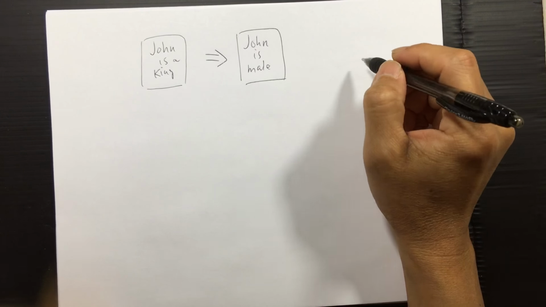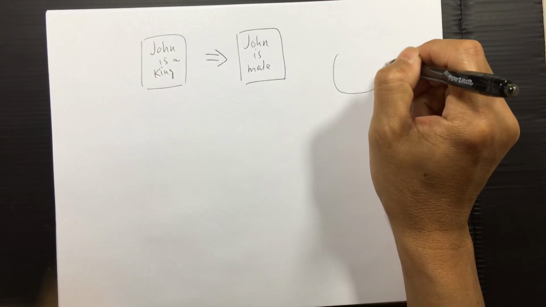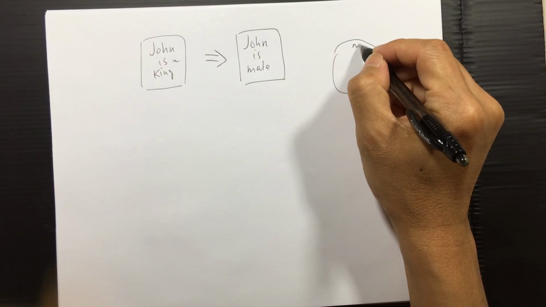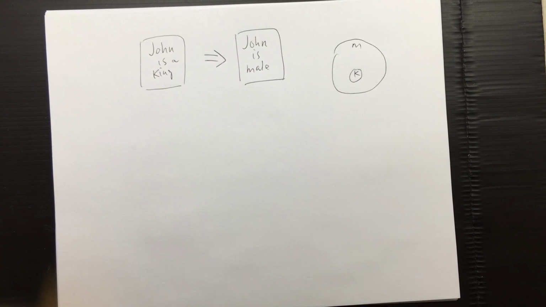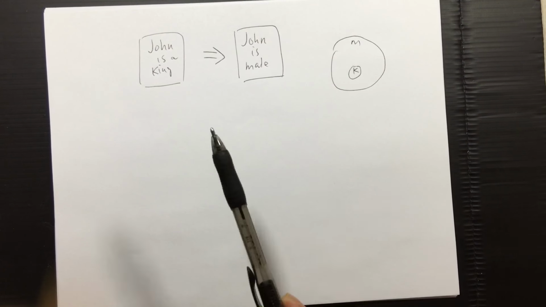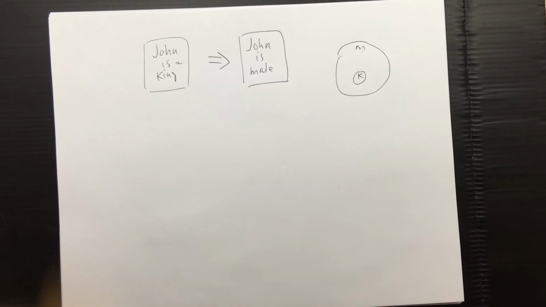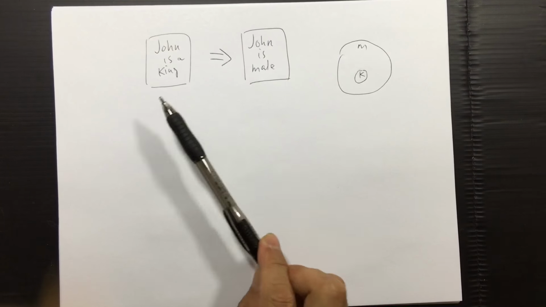Let's say this is all the males. These are the kings. King is a subset, a small subset, but doesn't matter. It's a subset. It's plural. There are other kings, right? It goes in this direction.